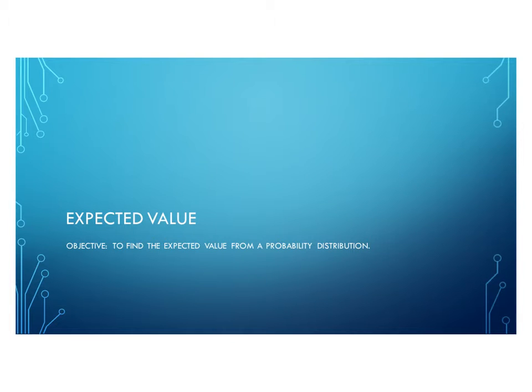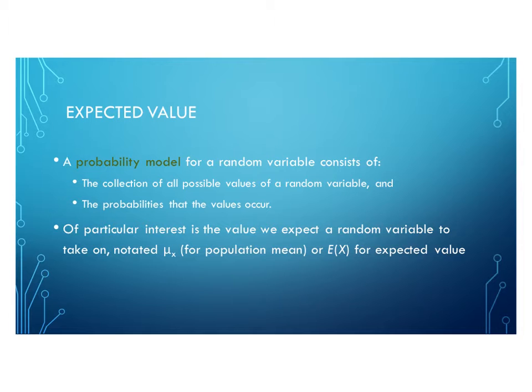Today you'll be finding the expected value from a probability distribution. A probability distribution for a random variable consists of two things. It consists of the collection of all possible values of a random variable and the probabilities that the values occur. Of particular interest, the value we expect a random variable to take on is denoted as mu sub x for the population mean, or E of x for expected value.